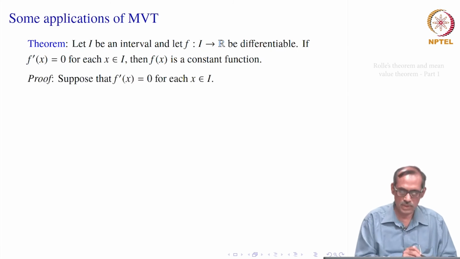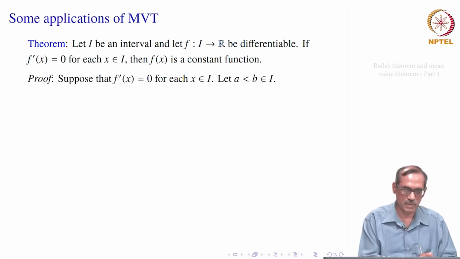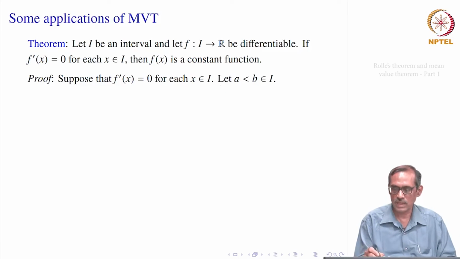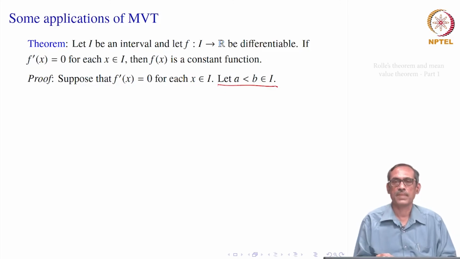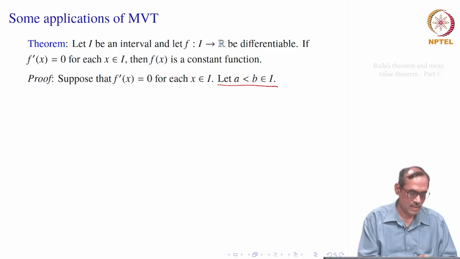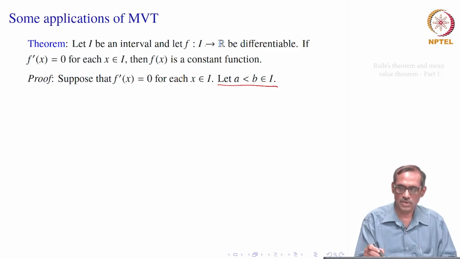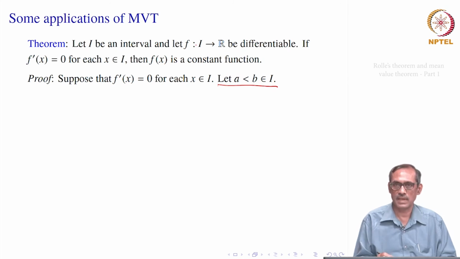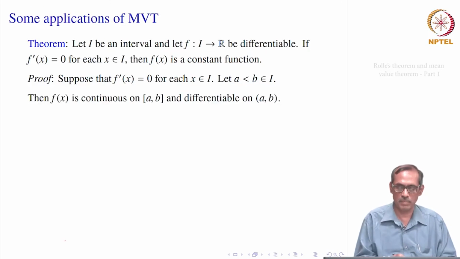So, what do we do? We choose any 2 points. Suppose f prime x equal to 0 and let us choose any 2 points in the interval, a and b, where a is less than b. Then f is differentiable on I to R. This closed interval a b is a subset of that I. So, differentiability at a point implies continuity. So, f is a continuous function on the closed interval a b, and also the derivative exists everywhere inside the open interval a b. So, it is differentiable on the open interval a b.